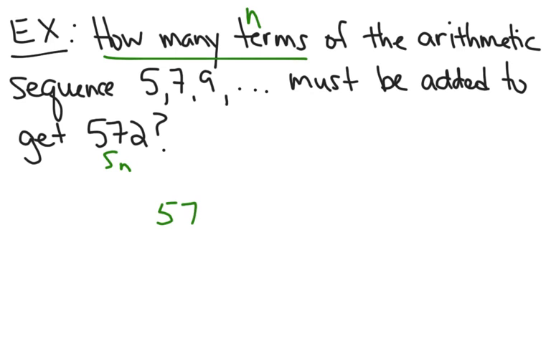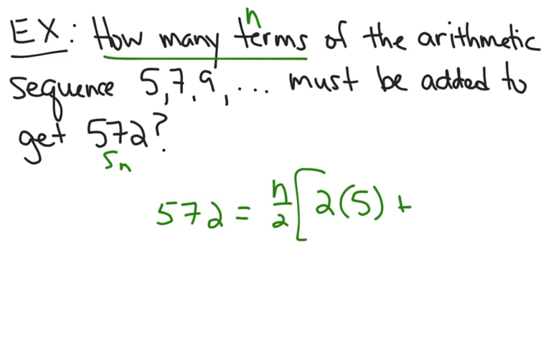So 572 must equal n over 2 times 2 times the first term, which I know is 5, plus n minus 1 times the common difference, which is 2, because each consecutive term is going up by 2. You have an equation here with one unknown, and that one unknown is n.